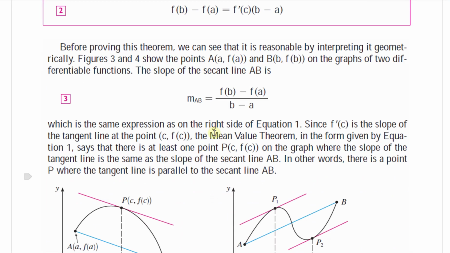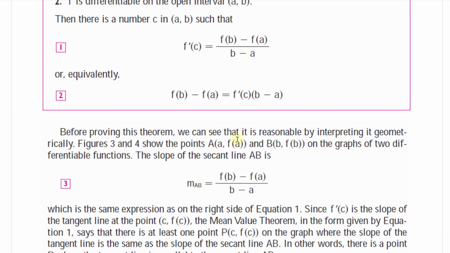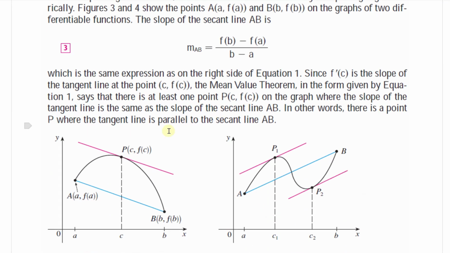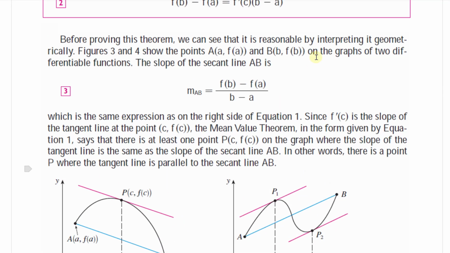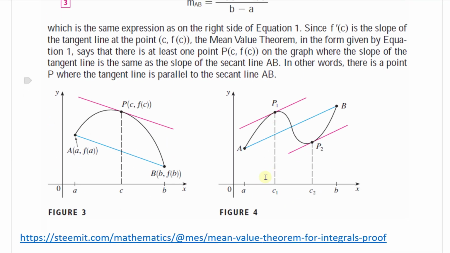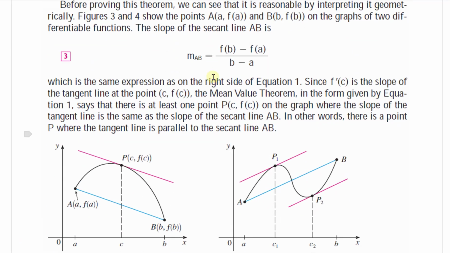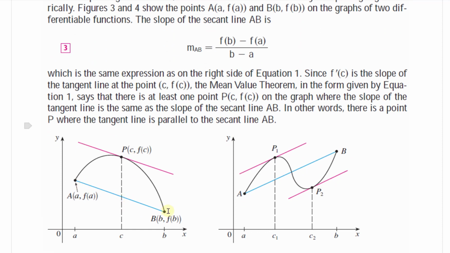Before proving this theorem, reading from my calculus book, we can see that it is reasonable by interpreting it geometrically. Figures 3 and 4 show the points capital A and B, like this. This is A, this is B. It shows it on the graphs of two different differentiable functions. The slope of the secant line from A to B is just going to be f of b minus f of a divided by b minus a, and the same for this one here.